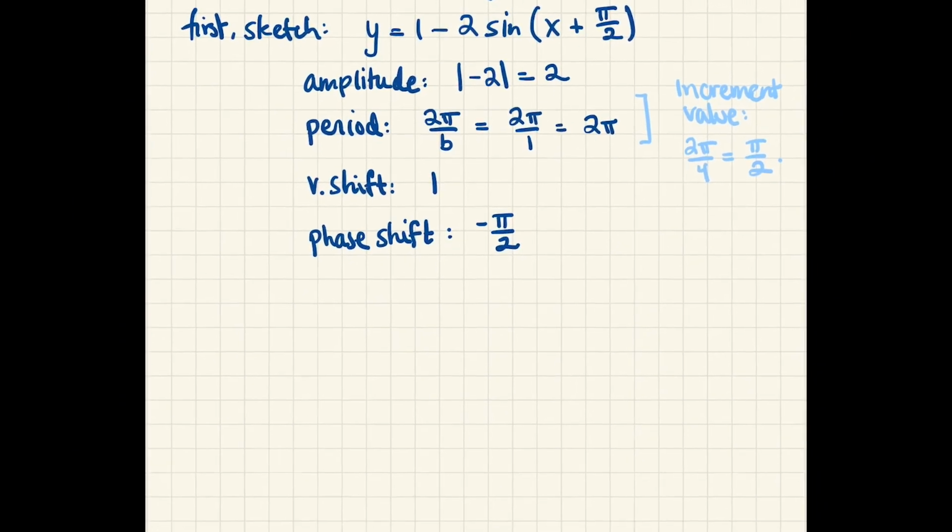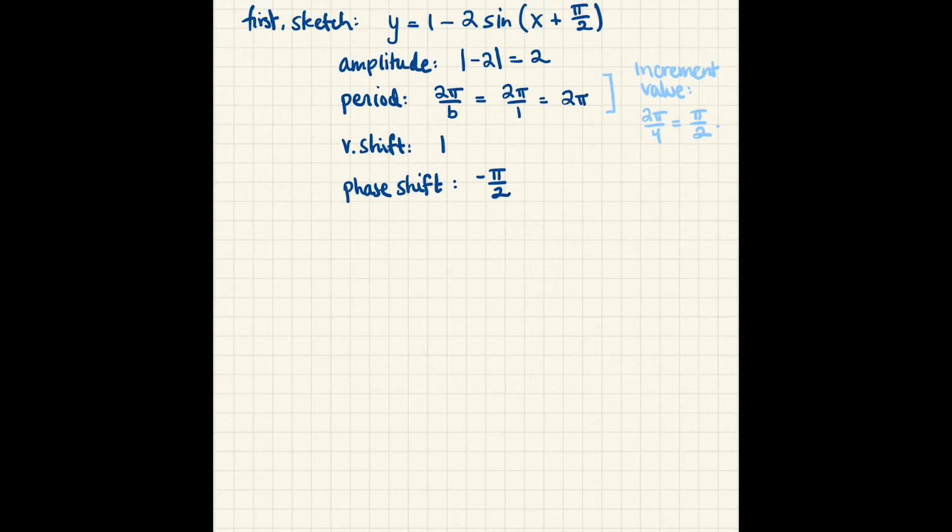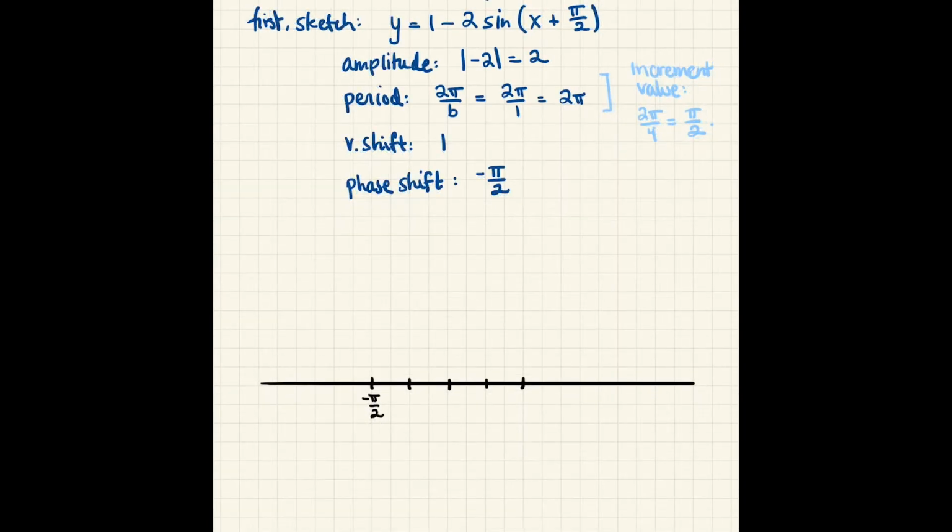All right, so let's drop down our axes. So we'll defer graphing the y-axis for now, but we'll put our phase shift right here, negative pi over 2. Now we're going to just increment forward by the increment value. So negative pi over 2 plus pi over 2 is 0, followed by pi over 2, followed by pi, followed by 3 pi over 2. Okay, and this tells us that our y-axis really ought to go right here.